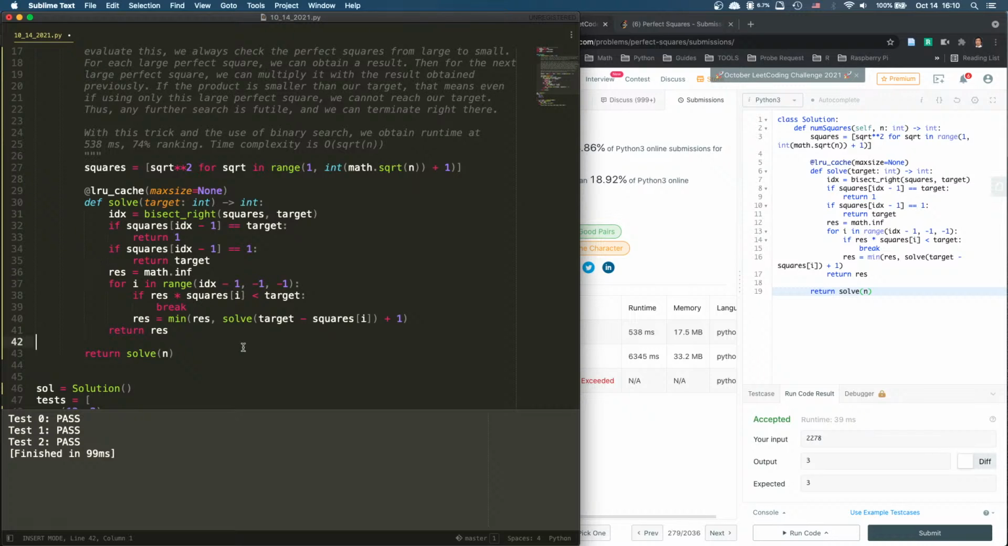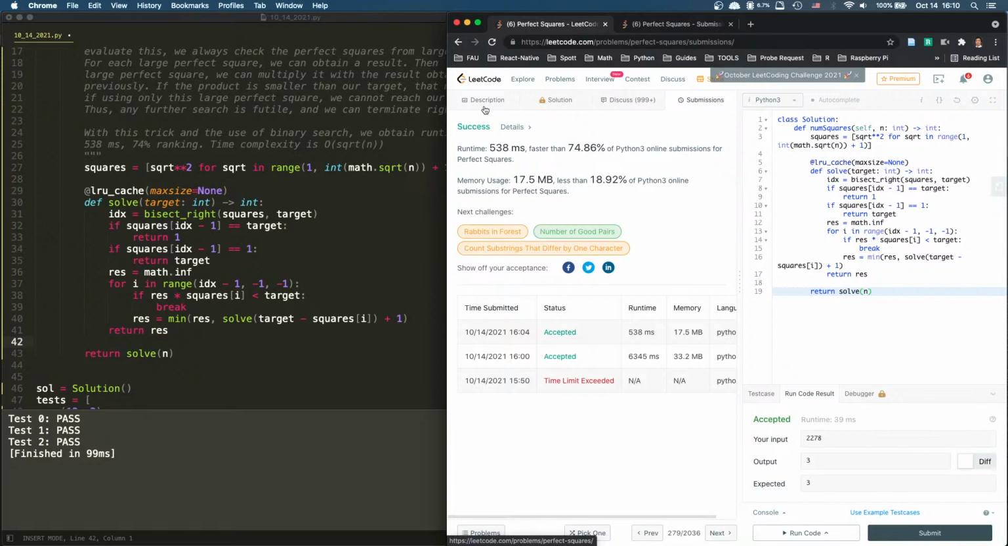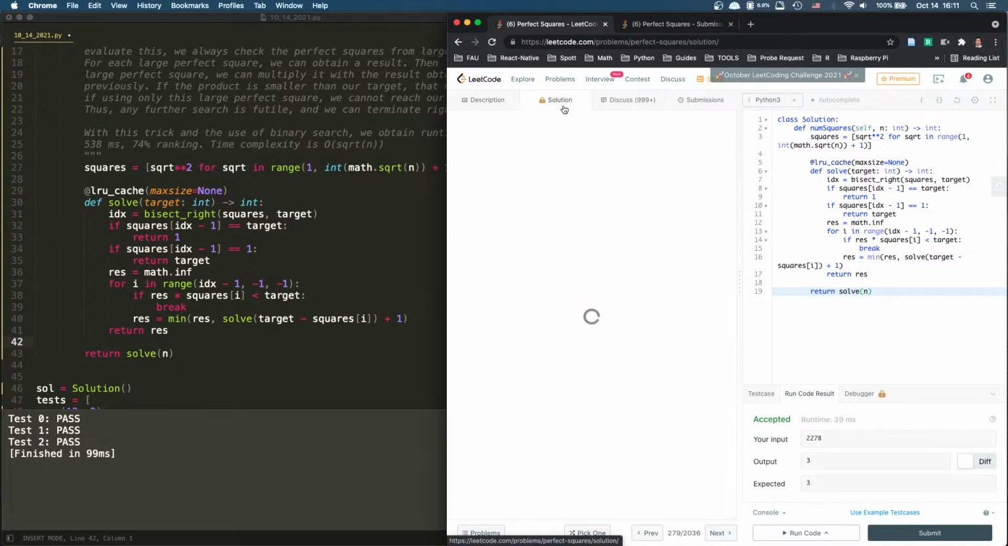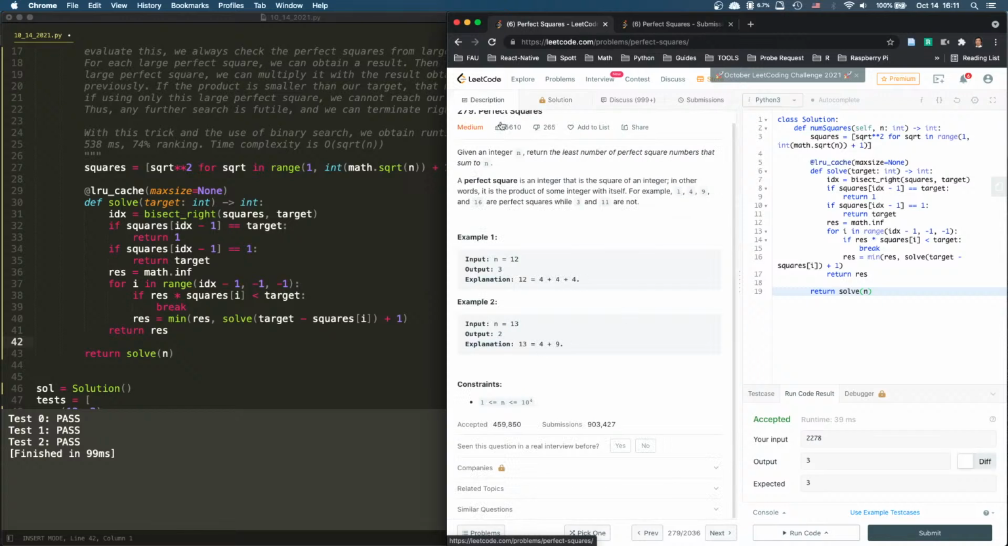Now the question is, can we do bottom up? If we want to do bottom up, take a look at this. I have to go through every single one. That would be O(n), right? All right. Cannot see the solution, which is fine.